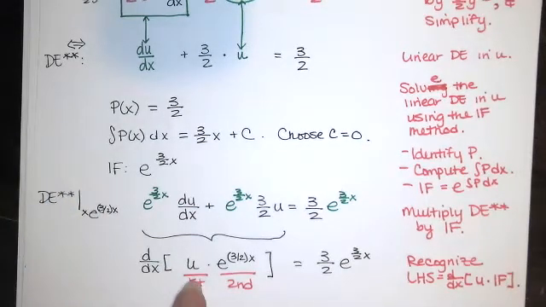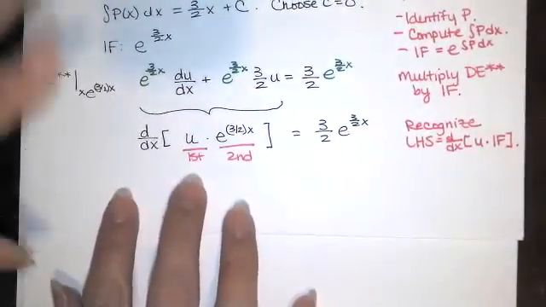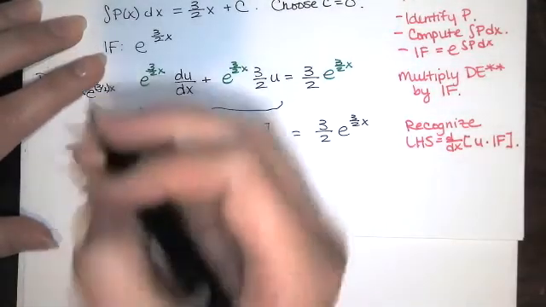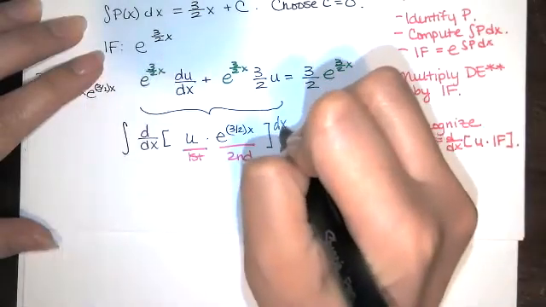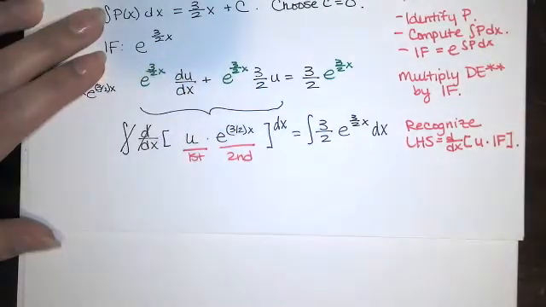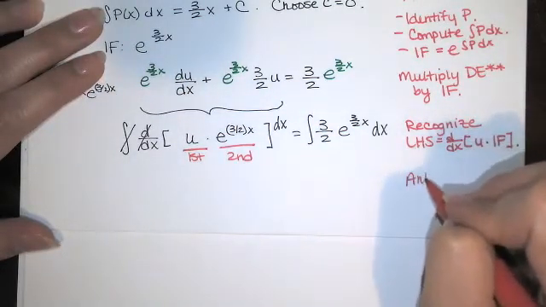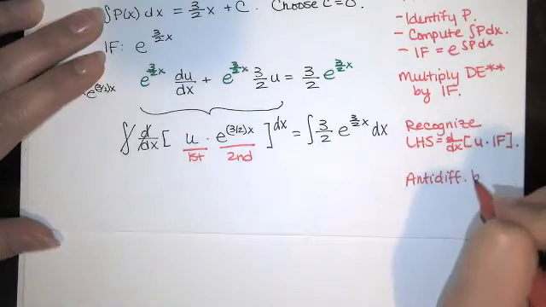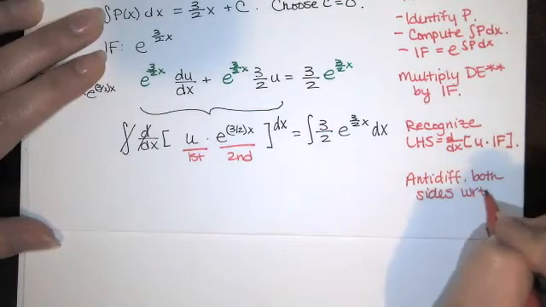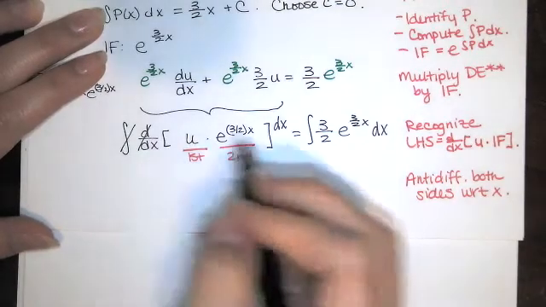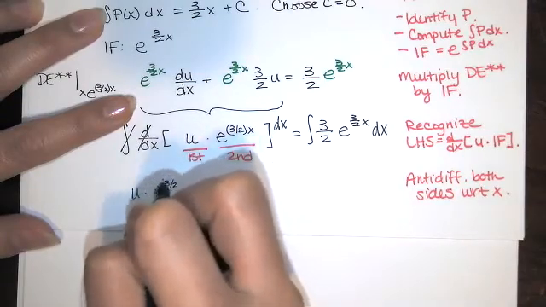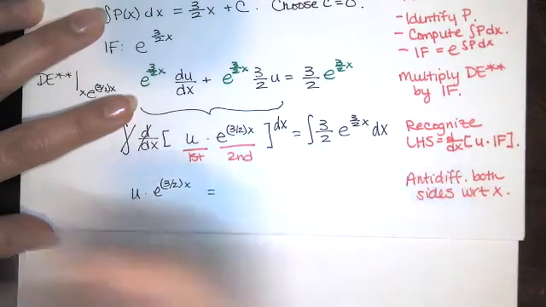And that means we're 2 steps away from getting u by itself. We want to undo operations. This outermost operation here is the derivative. So to undo differentiation, we anti-differentiate. So we're anti-differentiating both sides with respect to the independent variable. In this case, that's x. And then on the left-hand side, we just have u times the integrating factor equals this integral over here.